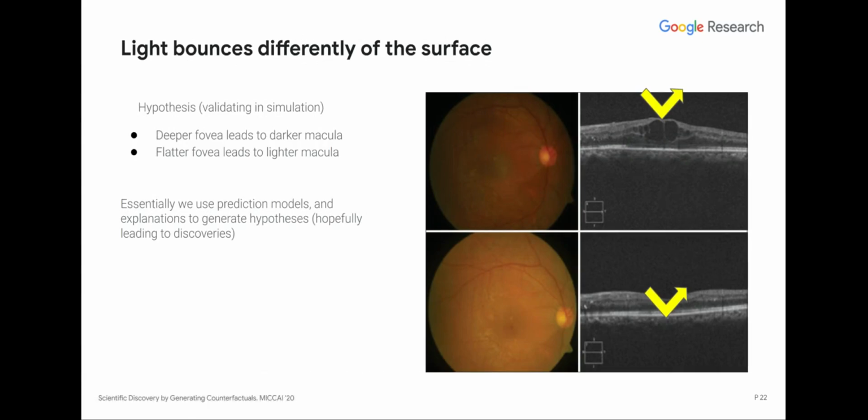From this, we believe that the light bounces off differently from the surface of a thicker retina, and a deeper fovea leads to a darker macula, and a flatter fovea leads to a lighter macula. Essentially, we use prediction models and explanations to generate hypotheses that can then be validated, hopefully leading to discoveries.